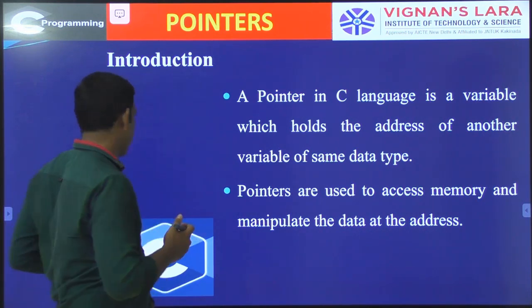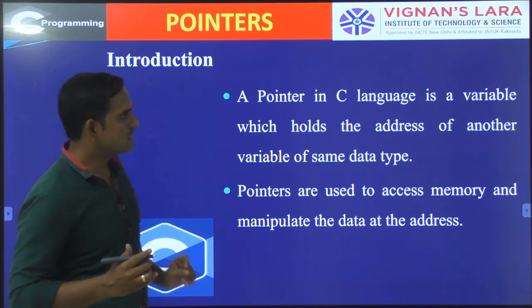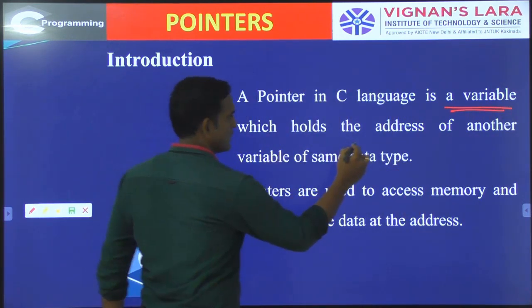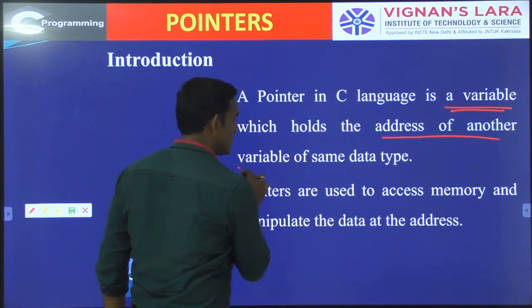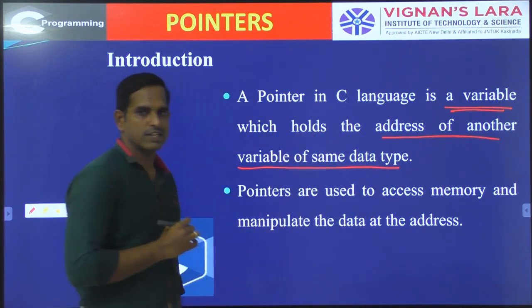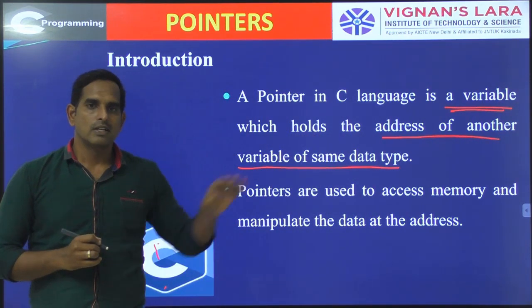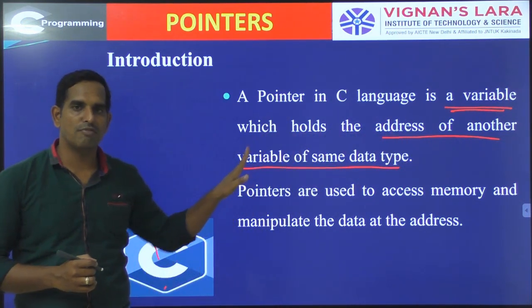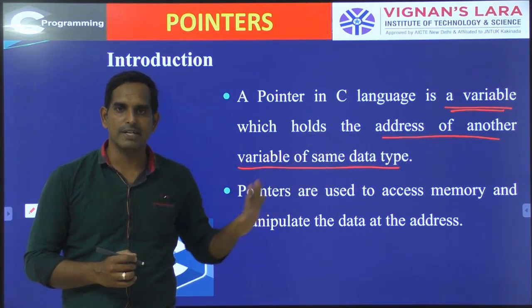A pointer in C language is a variable which holds the address of another variable of the same data type. So a pointer is a variable which holds the memory addresses of other variables of the same data type.